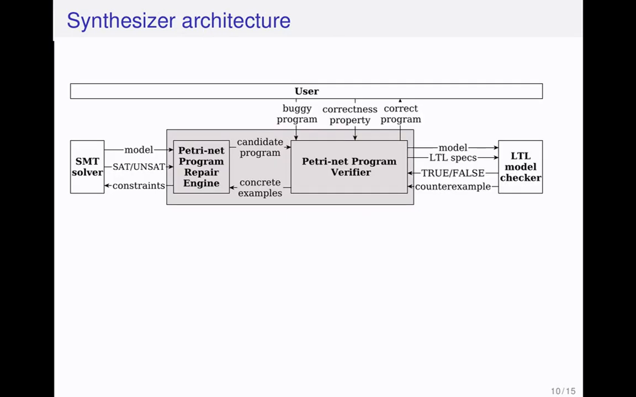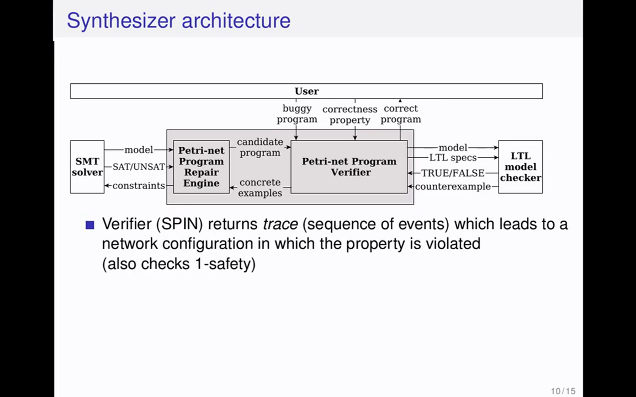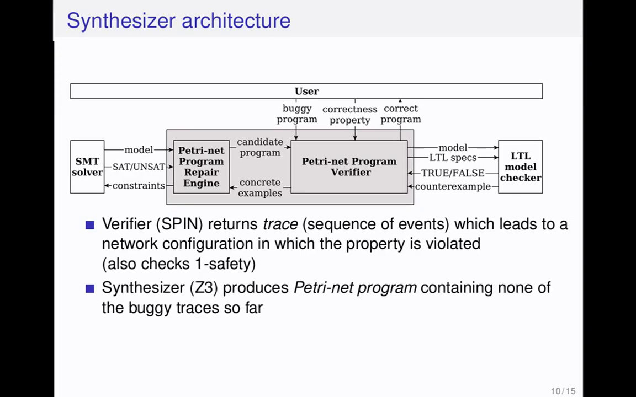Okay, so here's the architecture of our synthesizer. The user will give a buggy program in terms of a set of Petri nets that have bad interleavings, and the user will also give a correctness property that specifies what the correct interleavings are, and the synthesizer will return a program with added synchronization. The verifier on the right returns a sequence of events that leads to a particular violation of this property in some network configuration. It also checks the safety of the Petri net. And then the synthesizer produces a Petri net program that satisfies all of the counterexamples seen so far.